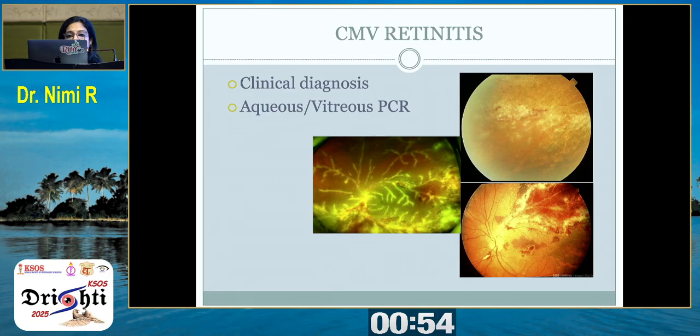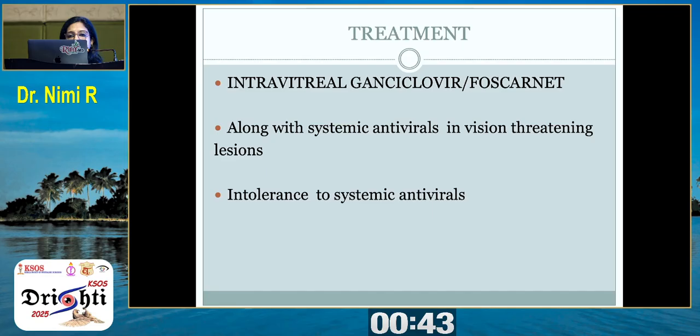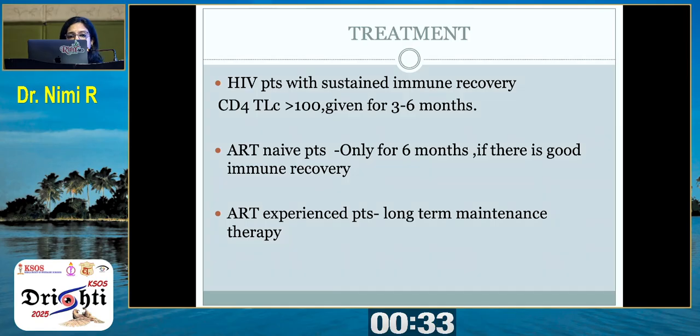CMV retinitis, again it is a clinical diagnosis. PCR can be done with aqueous or vitreous tap. Treatment: intravenous ganciclovir is the drug of choice, and maintenance with oral valganciclovir, along with intravitreal ganciclovir in vision-threatening lesions. It can be stopped in HIV patients with good immune recovery after 6 months in ART naive patients, and in ART experienced patients long-term maintenance therapy is needed.